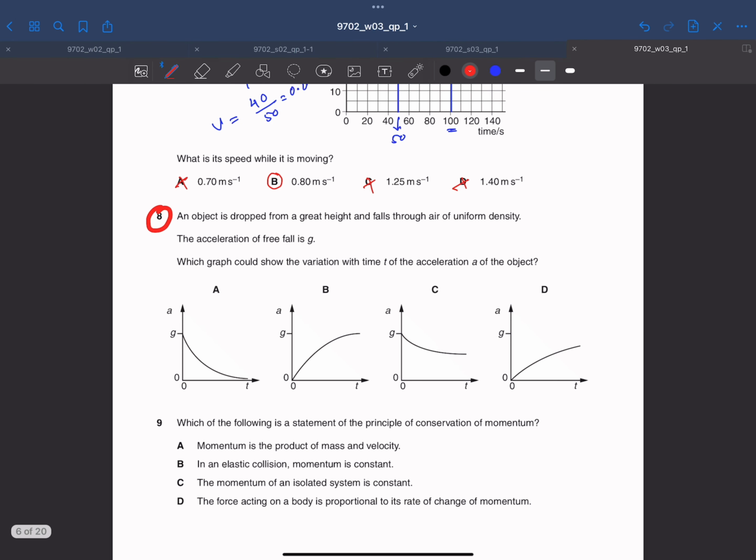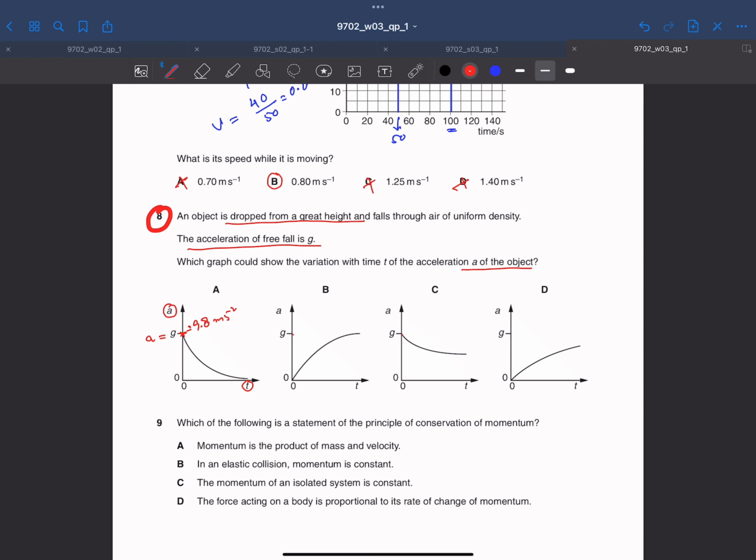An object is dropped from a great height and falls through air of uniform density. The acceleration of free fall is g. Which graph could show the variation with time t of the acceleration a of the object? Here they are giving you the acceleration-time graph, and somewhere you have the value g, which tells you that a is equal to g, which is 9.8 meters per second squared.